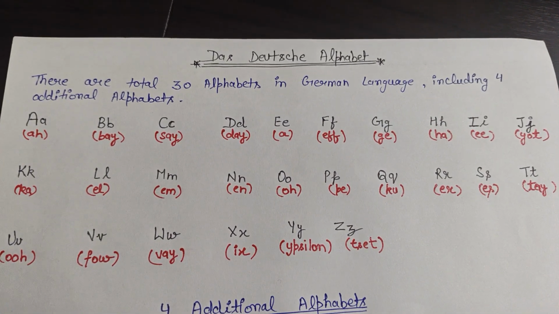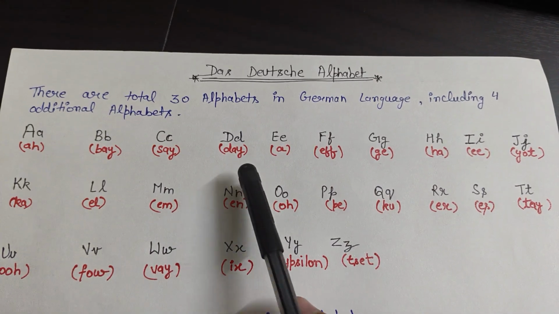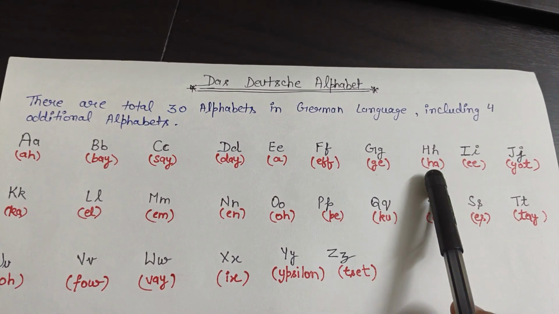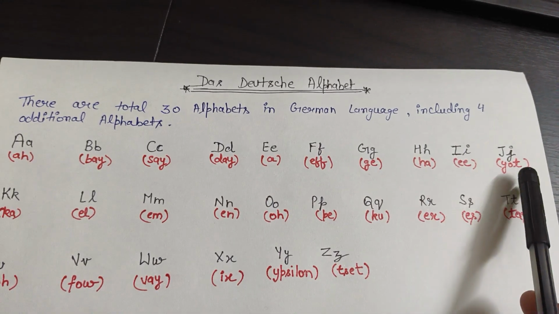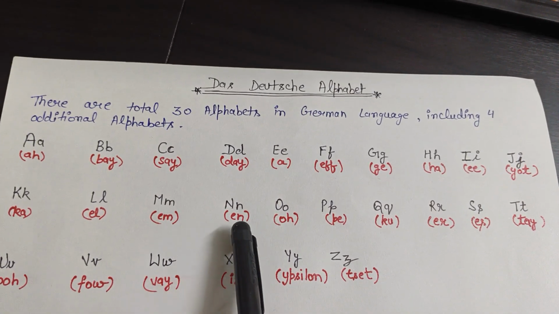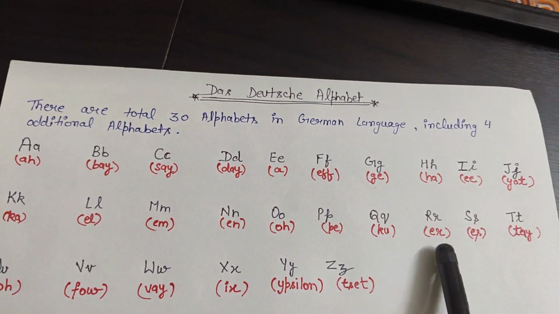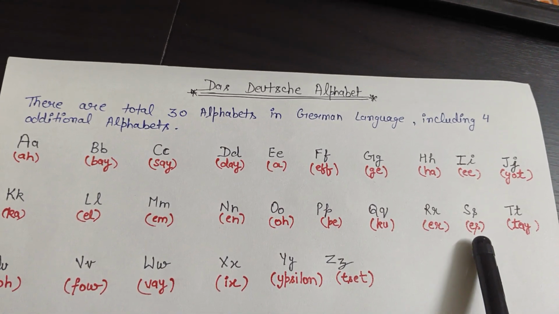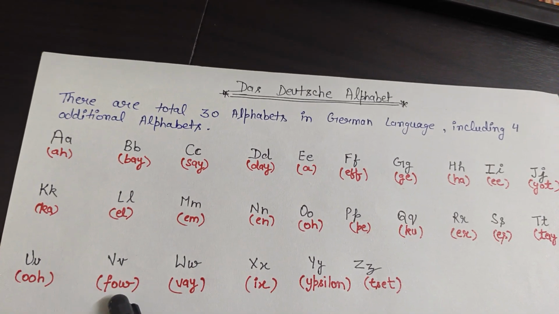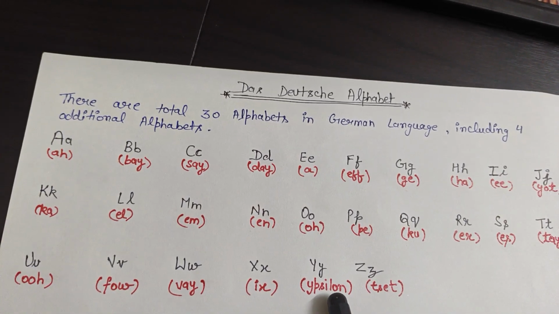Let's repeat them again. A, B, C, D, E, F, G, H, I, J yacht, K, L, M, N, O, P, Q, R, S, T, U, V, W, X, Y, Z set.